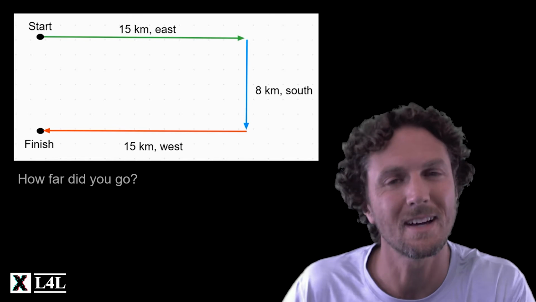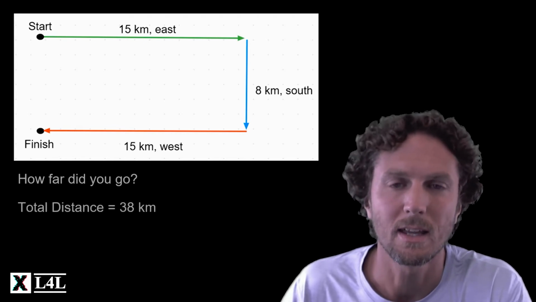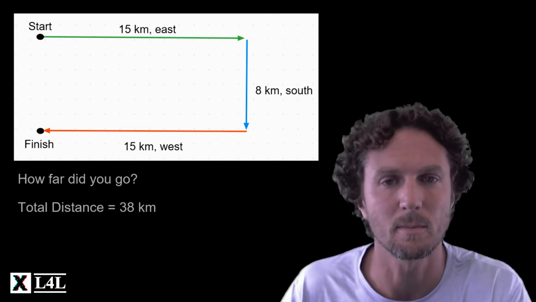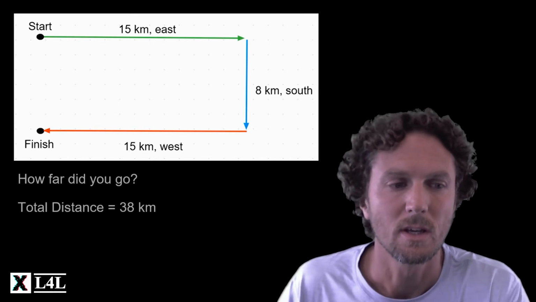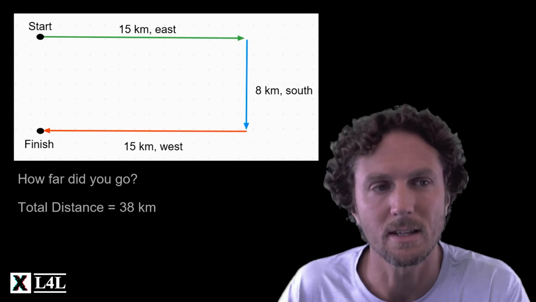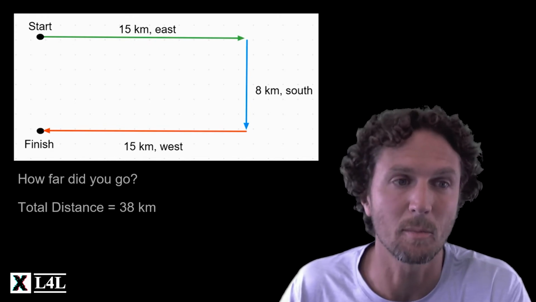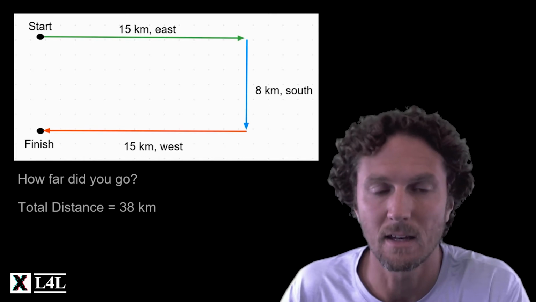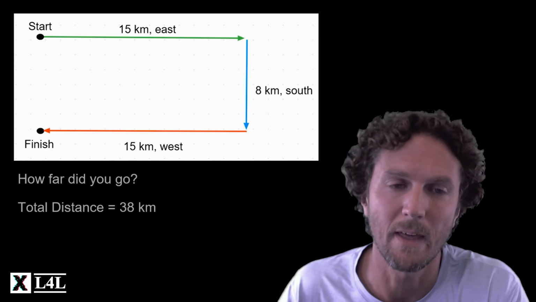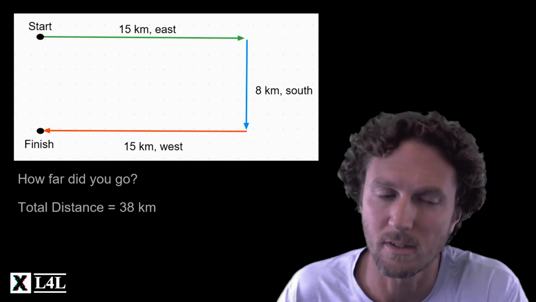Alright, so it's actually a trick question. And really what I'm trying to do is draw out the distinction here between what distance and displacement actually is. So if you looked at it from the path that you traveled, you were calculating your total distance of 38 kilometers. 15, 8, and then another 15 will get you to where you finished up. And that would be your distance, the total distance that you traveled.